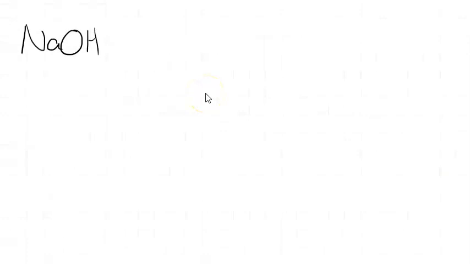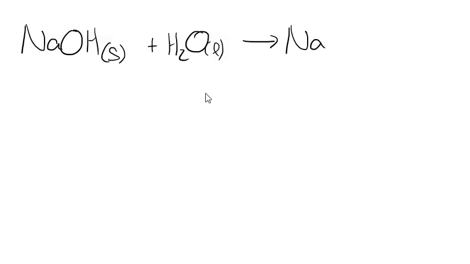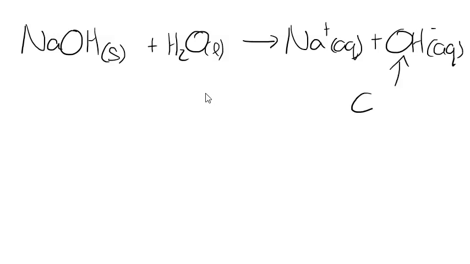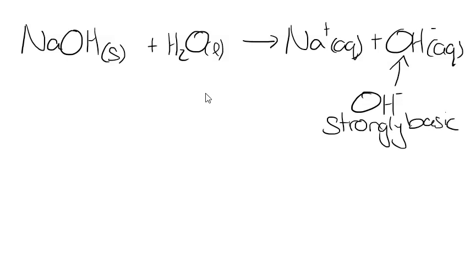So we could have sodium hydroxide, which by itself, when there's no water involved, is a solid. And if we react that with water, it will dissolve, and the sodium ions will go into the solution, and the hydroxide ions will go into the solution as well. So it just completely dissociates, and it's the presence of the OH minus that makes this a strongly basic solution.